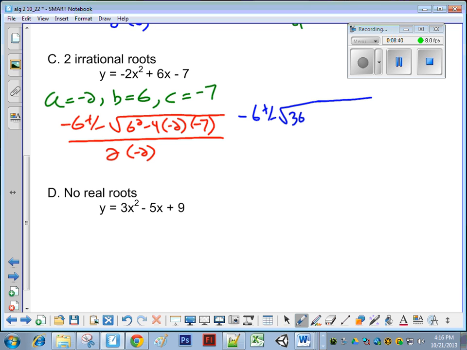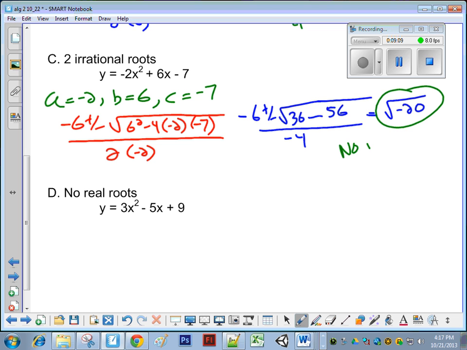And I got a negative times a negative times a negative, so I know it's going to be subtracting. 4 times 2 is 8. 8 times 7 is 56. All over negative 4. Now when I go to deal with the discriminant here, I'm going to get the square root of negative 20. Now I can stop right there and say, hey, this is not going to give me a real solution. So this would be no real roots.